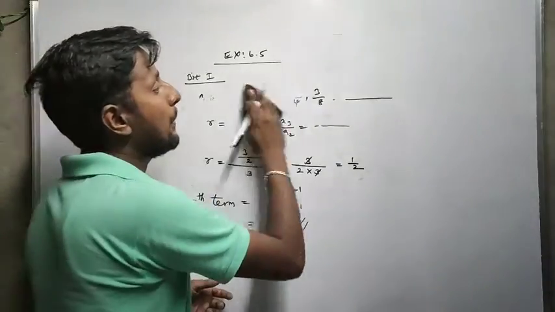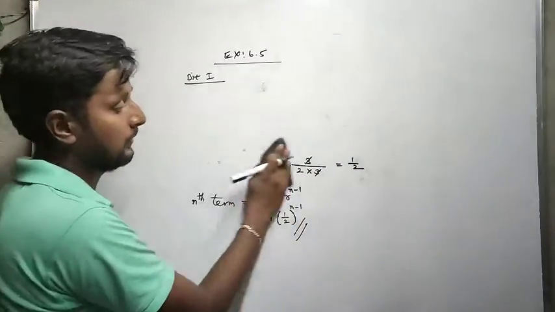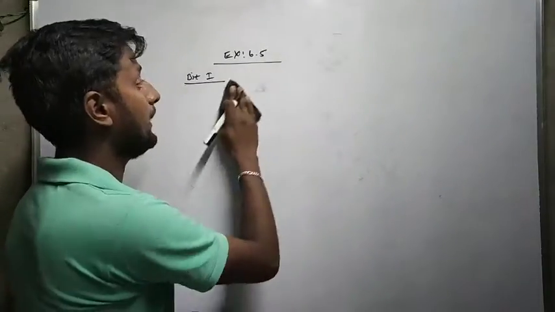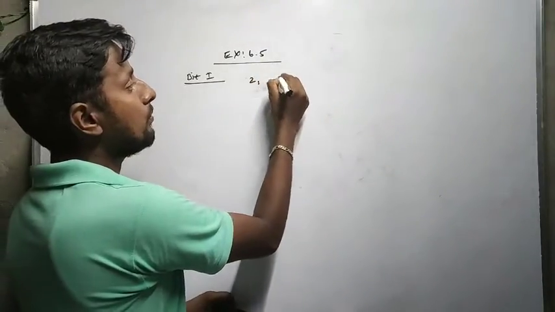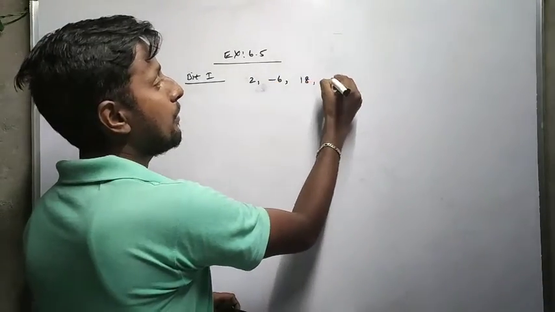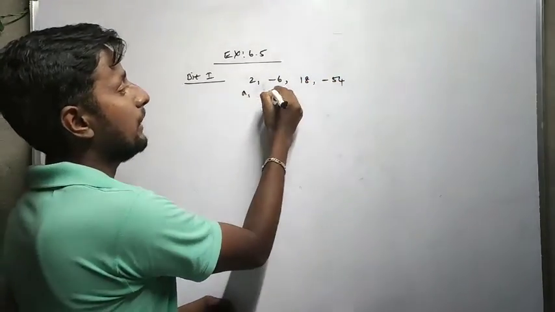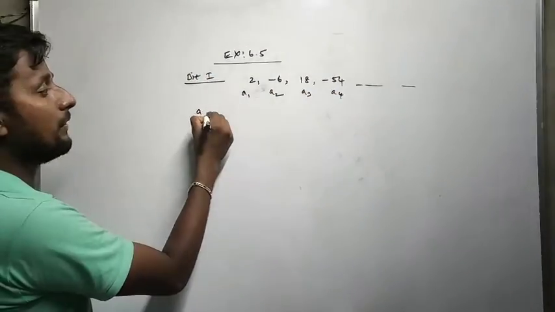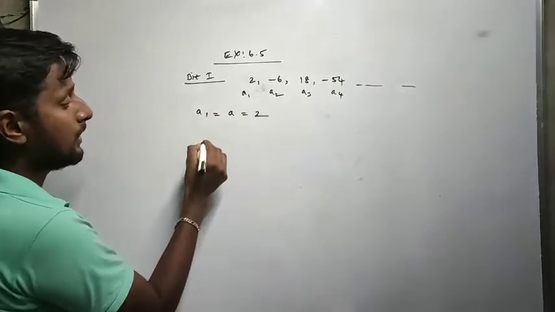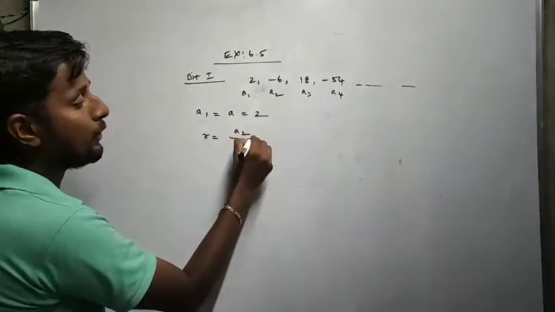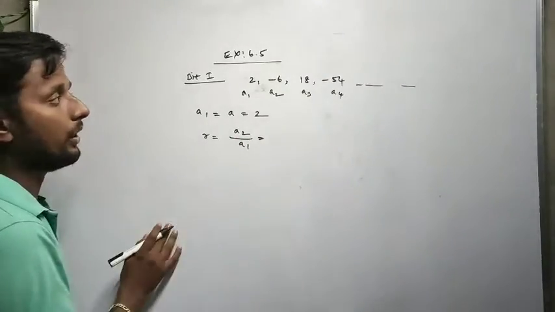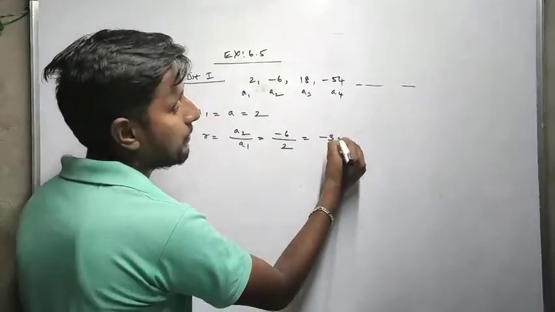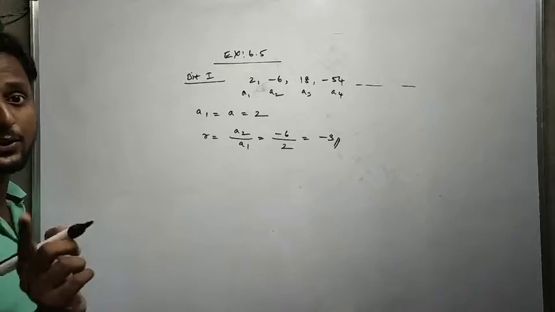If you go with the second problem, beta: 2, minus 6, 18, minus 54, so on. It's A1, A2, A3, A4, and so on. The first term A1 is nothing but A, that is 2. The common ratio, simply I'll write A2 by A1. I don't want to write all the terms. A2 is minus 6 by A1 which is 2. The overall answer is minus 3. The common ratio is minus 3.